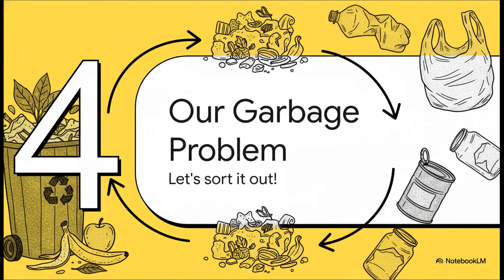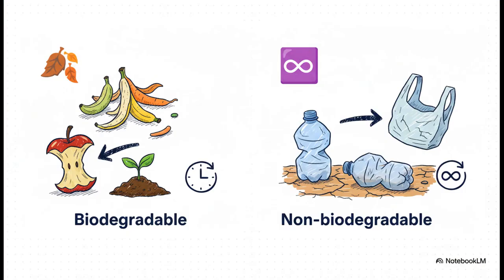All right, let's talk about our final topic, and it's something we see every single day. Garbage, our kachara. It's time we learn to sort it out, because this is a huge problem. Look, it's really simple. There are two kinds of waste. First, biodegradable. This is stuff that can naturally rot and mix back with the soil, like vegetable peels and paper.